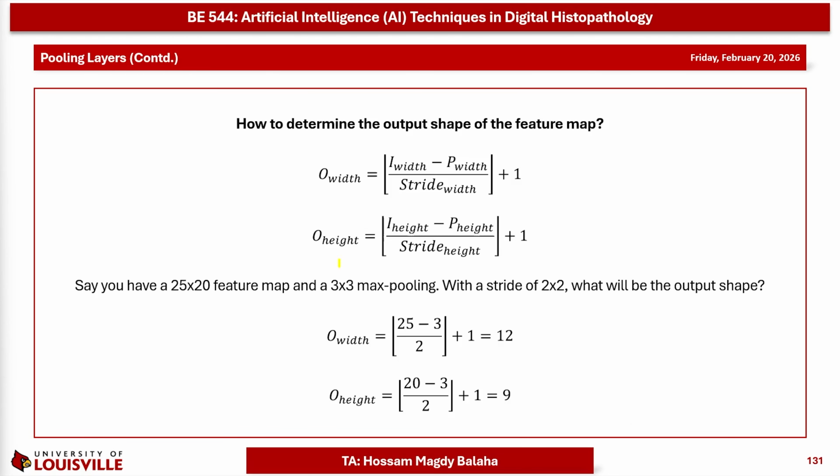We can also determine the dimensions of the output from the pooling layer using these two formulas. They are similar to the previous two formulas, but here we don't have the width and the height of the kernel. So assume that we have a 25 by 20 feature map and a 3 by 3 max pooling with a stride of 2 by 2. The output width will be 25 minus 3 over 2, floor that value, plus 1, which is 12, and the same for height will be 9. So 25 by 20 will be converted after applying pooling into 12 by 9.